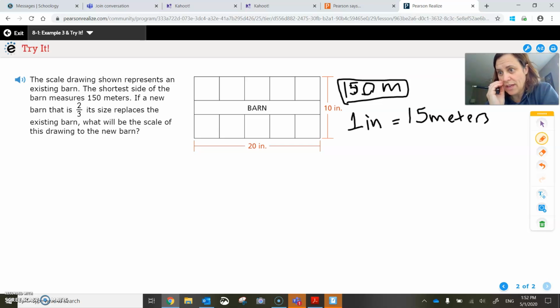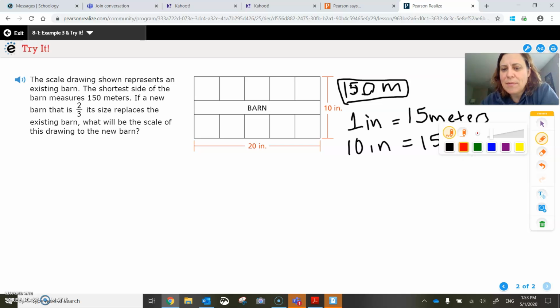Lots of ways you could figure that out. I'm sure some of you figured it out just by looking at it, honestly. But if it was originally 10 inches is 150 meters, think about what you need to do to 10 to get it to become a 1. You'd have to divide by 10. So you have to divide this side by 10 also.